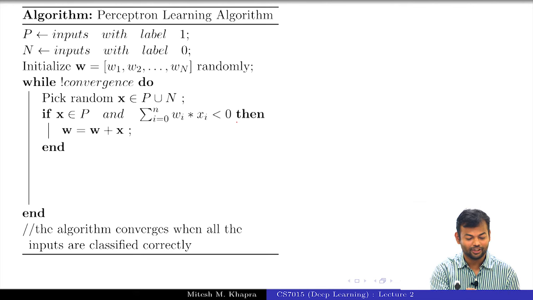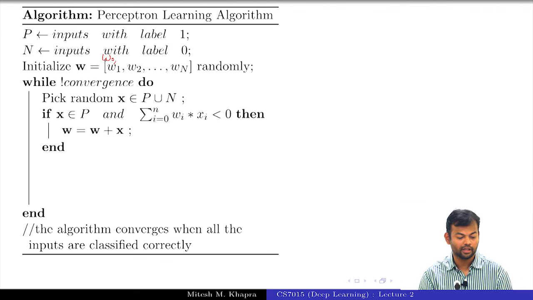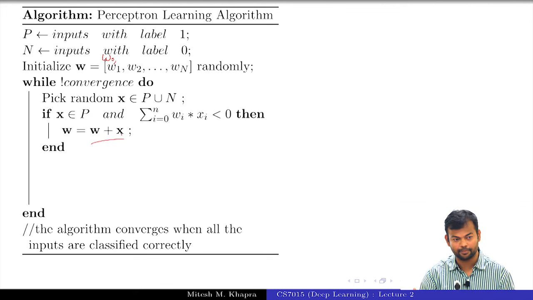Let's see. What is w actually? N dimensional. N plus 1, right? Because w naught is also inside there. So actually there should be w naught also here. And what is x? Again n dimensional, right? And that's why this addition is valid. So let's understand that w and x both are n dimensional.